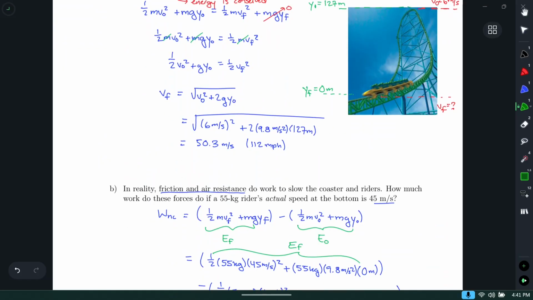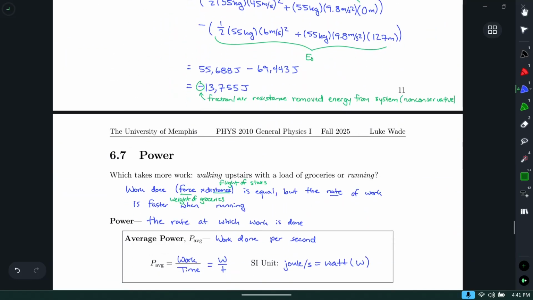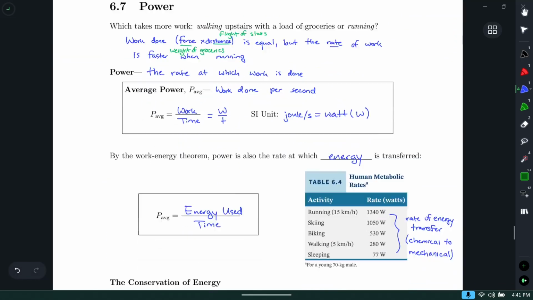But we still have a way of dealing with that. That's the work energy theorem. That's the most general statement made in the chapter. Conservation of energy is a special case of work energy.